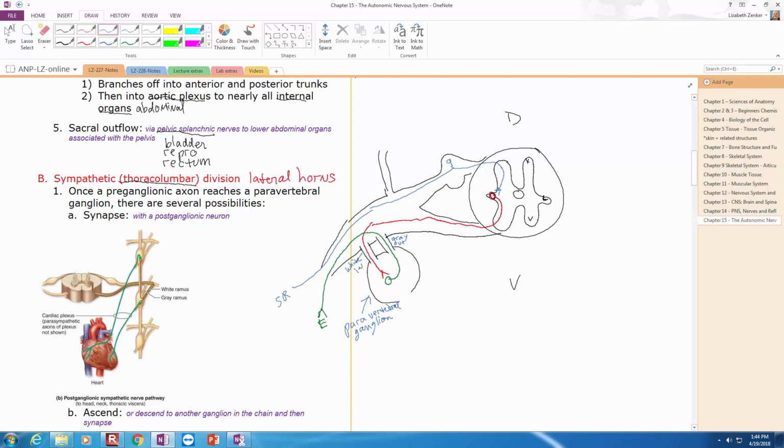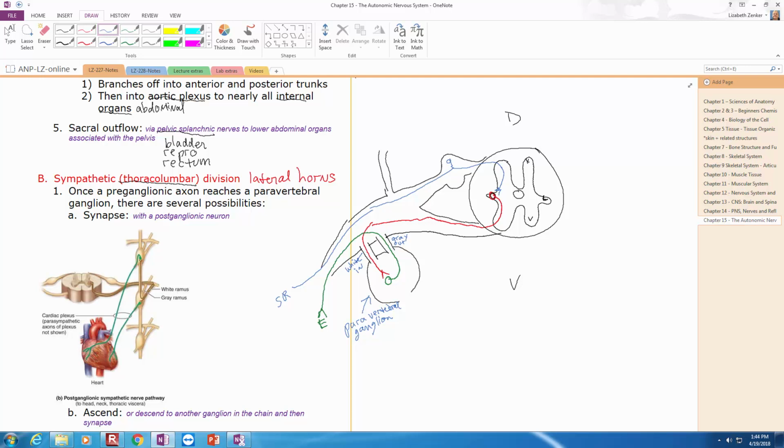So this is like the on-ramp to a freeway, only one way on, you can't go the wrong way on a freeway, okay? And it will synapse there, but not always. So in this example, I did draw the synapse in the first ganglion that it came to. And so that's the paravertebral ganglion, and it always goes out the gray ramus communicans. So this is the off-ramp of the freeway, okay? So only one way off.